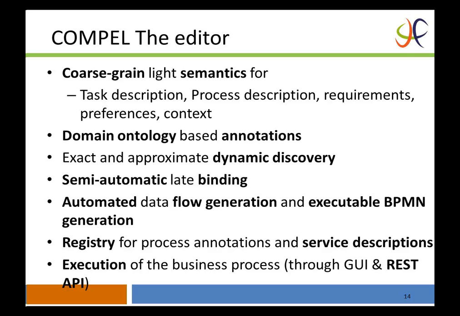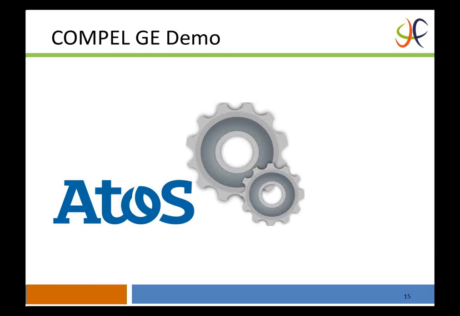Automatic data flow generation and executable BPM generation. We will see that we can generate all the necessary code that the technical people need in order to call this web service in an automatic way. Registry from process annotation and service description, and at the end execution of the business process through this graphical user interface, and also we expose a REST API through the Activiti engine. So I think that we can go to the demo. It is the most interesting part.